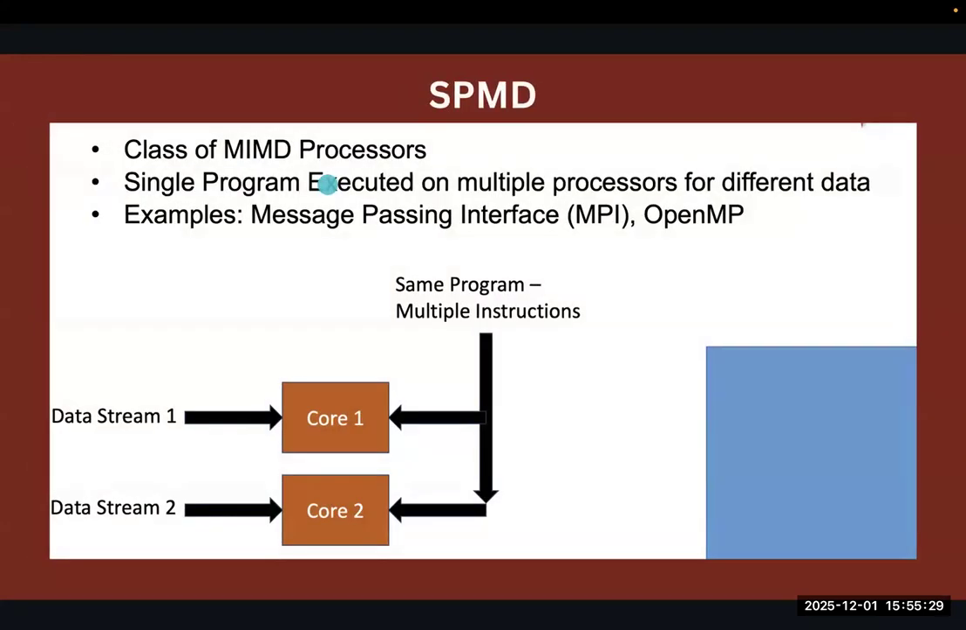Then we have SPMD. It stands for Single Program Multiple Data. In this architecture, the same program is executed on multiple processors, but each processor handles different data segments. SPMD is widely used in parallel programming frameworks like MPI and OpenMP, enabling scalable solutions for large data workloads.